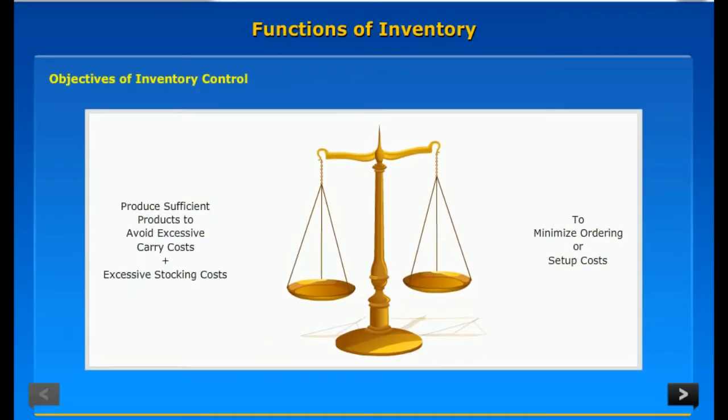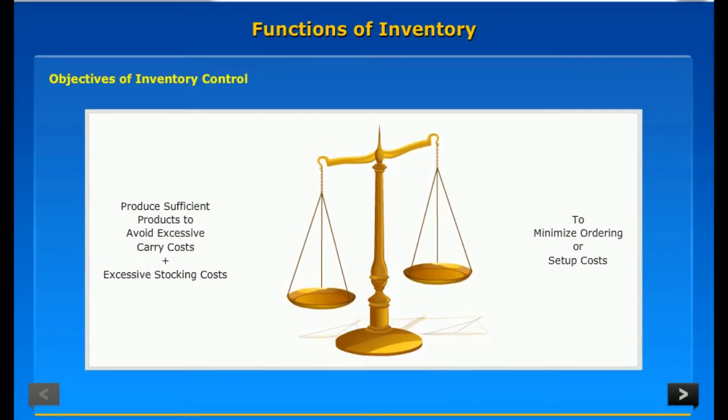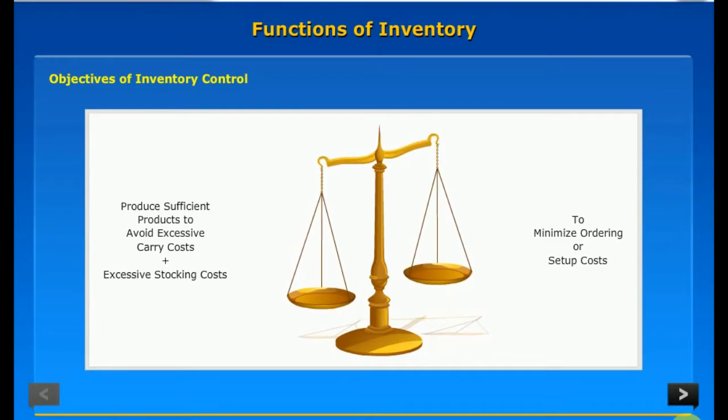Objectives of inventory control. Produce sufficient products to avoid excessive carrying costs plus excessive stocking costs. To minimize ordering or setup costs.